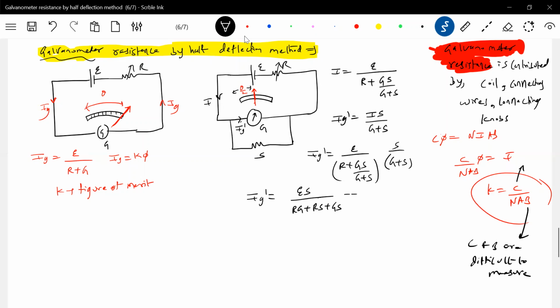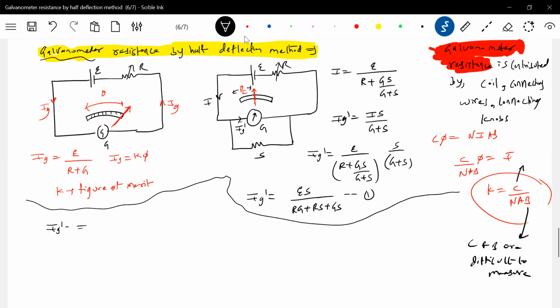Okay, this will be called equation 1. So now what should we do? We have to determine the galvanometer resistance. What is our main question? For the deflection to become half, how much should this galvanometer current become? It should become half of it. Okay, now the calculations will begin here. IG dash should be equal to IG by 2.